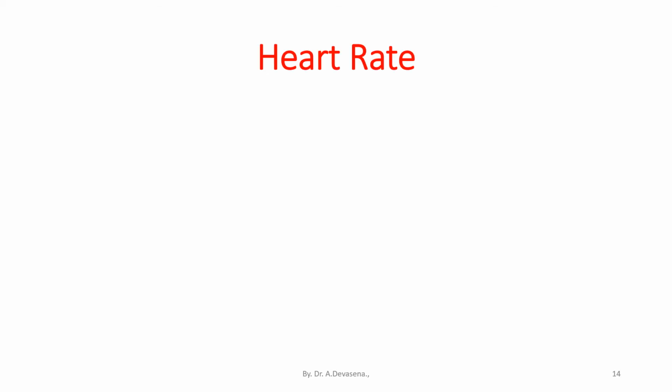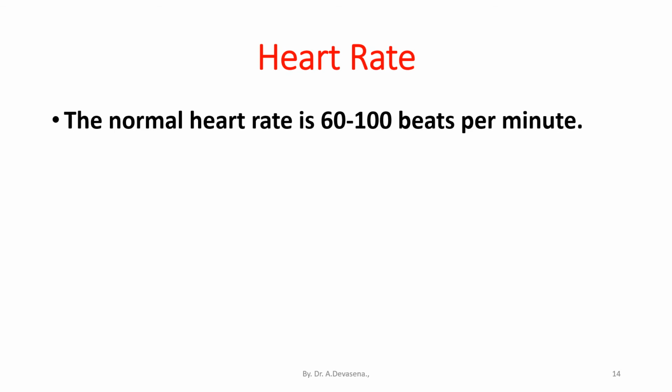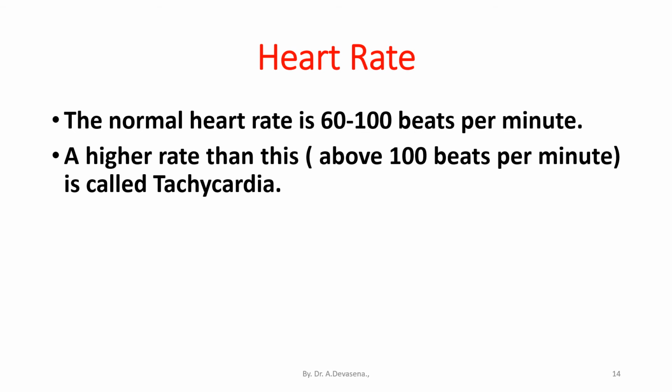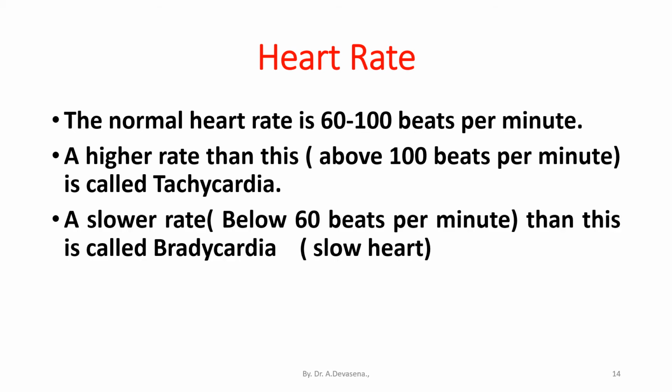Heart rate. The normal heart rate is 60 to 100 beats per minute. A higher rate than this, that is above 100 beats per minute, is called tachycardia. A slower rate than this, that is below 60 beats per minute, is called bradycardia, that is a slow heart.